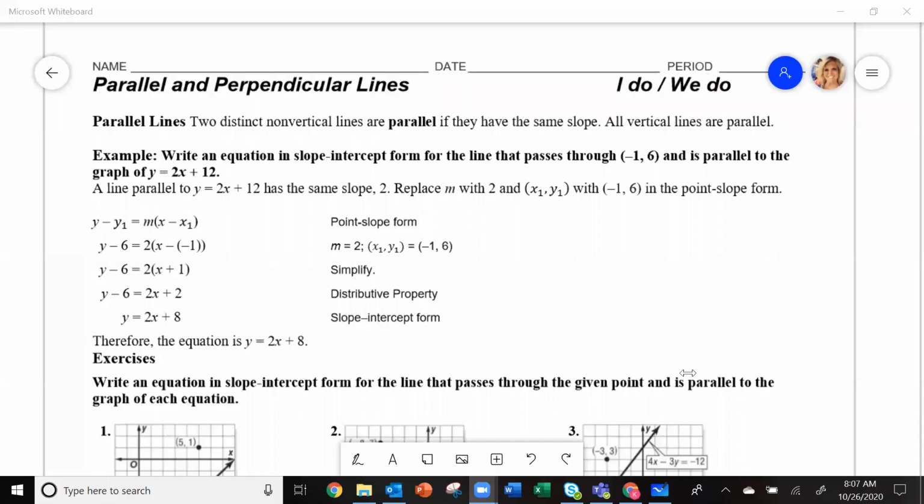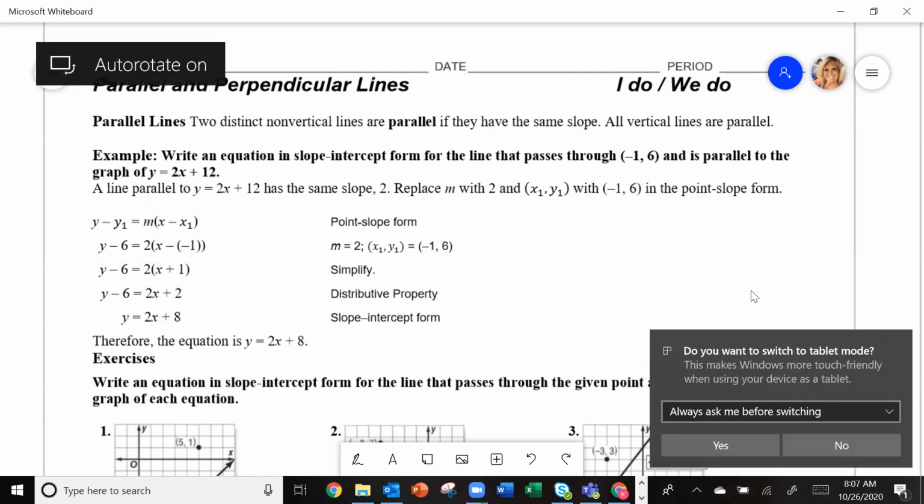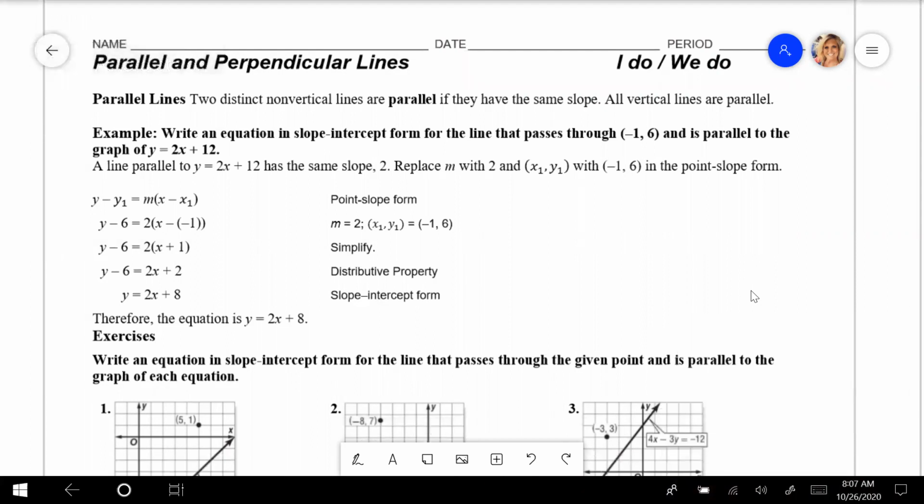In this lesson today, we're going to work on parallel and perpendicular lines and finding the equations of lines that are parallel and perpendicular. So let's see here. First off, in your notes, it says that parallel lines are two distinct non-vertical lines that are parallel if they have the same slope. All vertical lines are parallel.